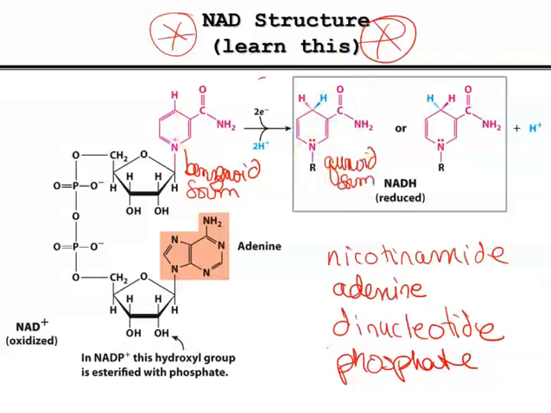So the reason that I'm presenting this NAD structure to you, and you should always put NAD plus, is because NAD plus is a cofactor for glyceraldehyde 3-phosphate dehydrogenase.